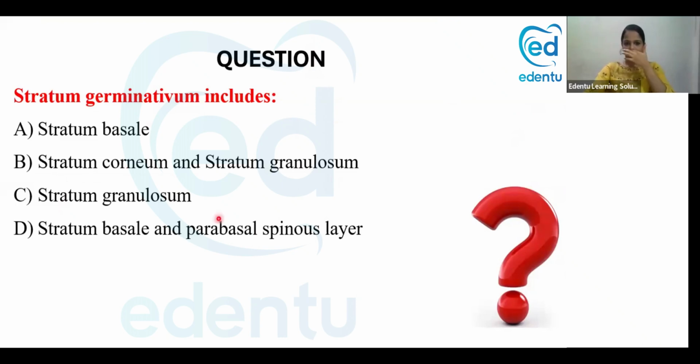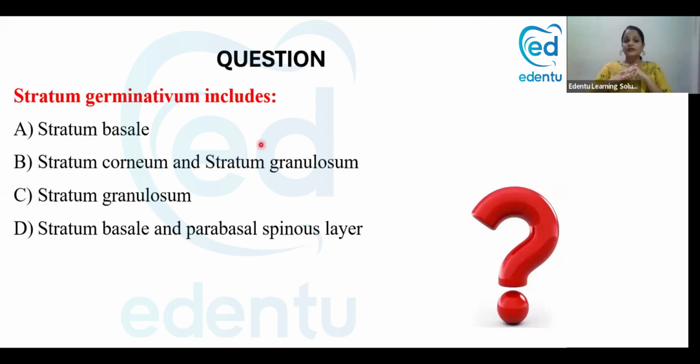So let's look at the term stratum germinativum. Let's take it as keratinized oral mucosa. This keratinized oral mucosa is made up of many layers of cells. At the base you have the stratum basal, followed by the stratum spinosum, then the stratum granulosum, and the upper layer is the stratum corneum.